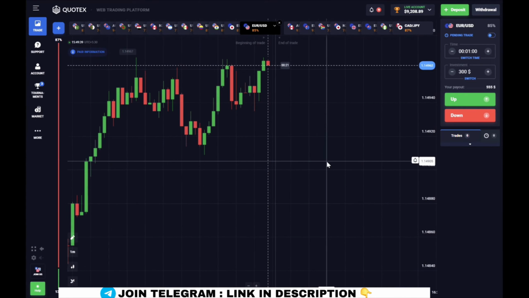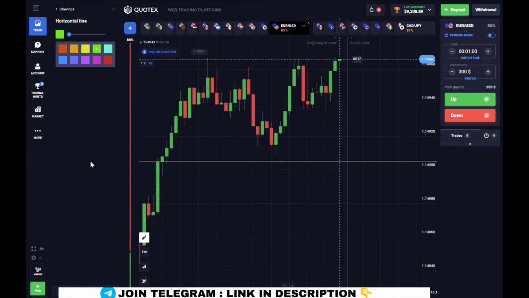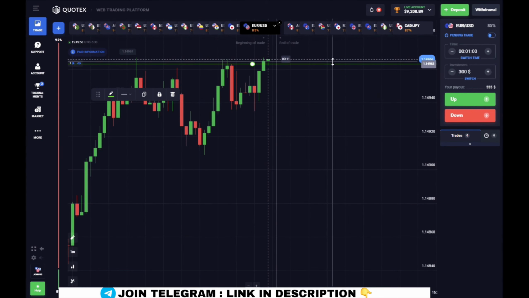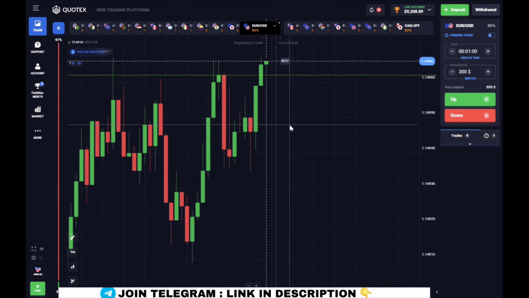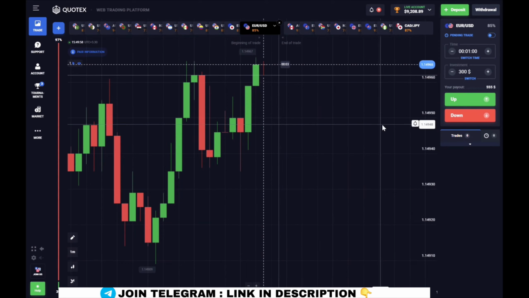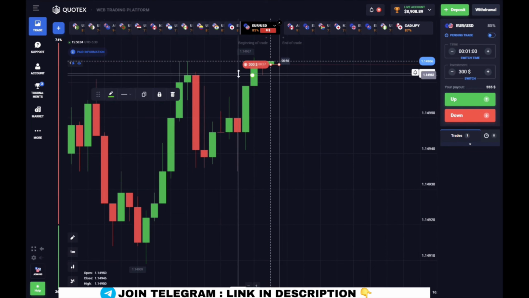So, I notice this chart here, and first I'll draw a horizontal line. I'll place the horizontal line above because it's important to know the level where the market is currently moving. So there's a resistance level above, and I've marked that level here. Now I can press one here for a down bet. Okay, I've placed a $300 bet in the downward direction because looking at it, the market is bearish. So there's a high chance that the market will remain bearish from here as well.